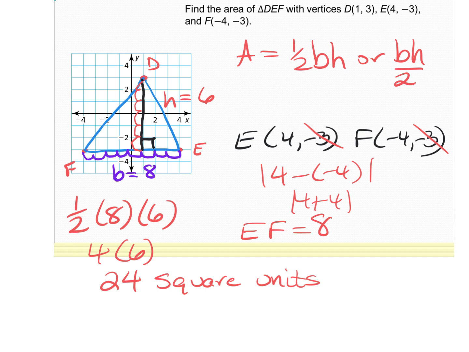Again, if they asked us to find perimeter, I would do the distance formula for the two sides that are diagonal. And then I would have used the 8 for that side of EF and then add them all up. Just remember, the height will never be one of those diagonal sides. It's always going to be the perpendicular segment or the segment that comes down to the base that forms a right angle.